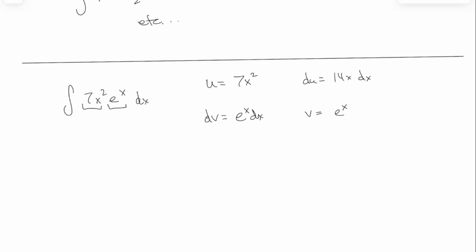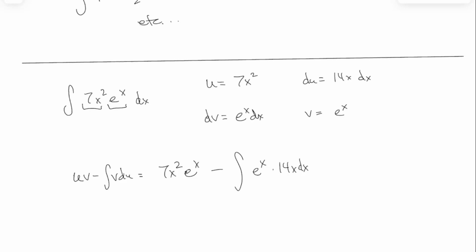All right, let's do the formula then. So this is uv minus the integral of v du. That is 7x squared times v, which is e to the x, minus the integral of v du, that is e to the x times du, which is 14x dx. All right, so this is my integration by parts.